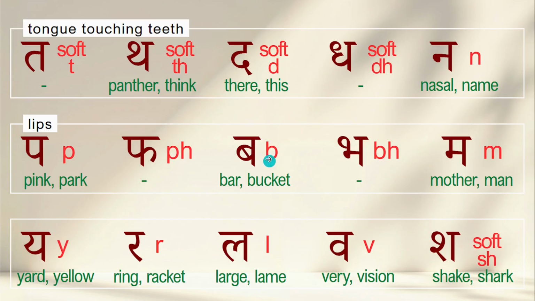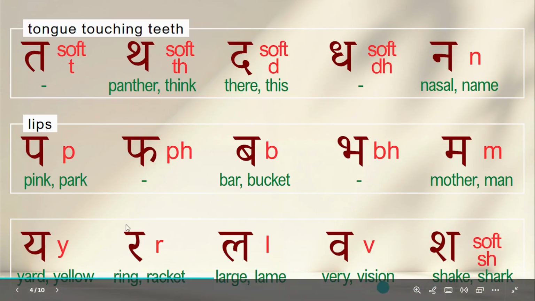Then there is b. B for bar, bucket. That's b. Then bh. And m. M for mother, man. For ph, words would be like phool, which means flower. Bh could be bhoot, which means ghost. So yeah, so this is p, ph, b, bh, m.